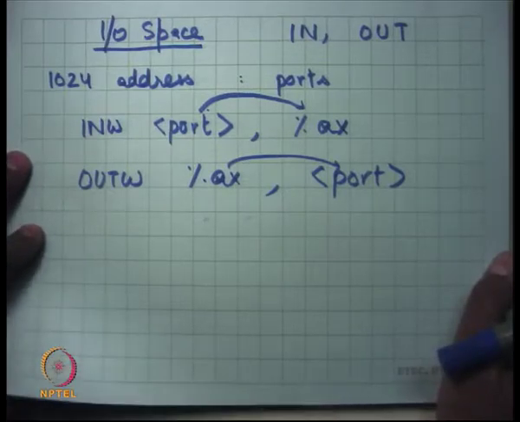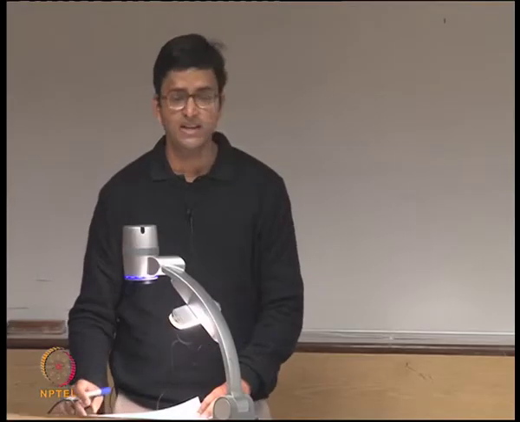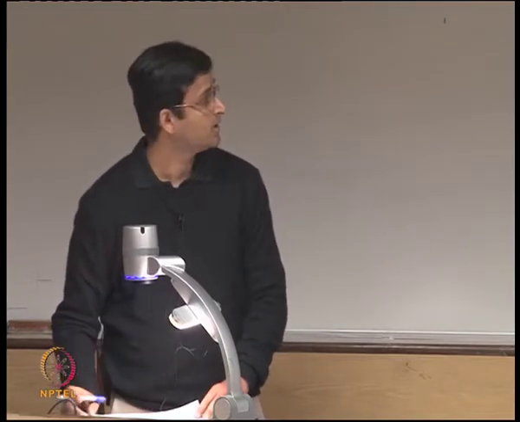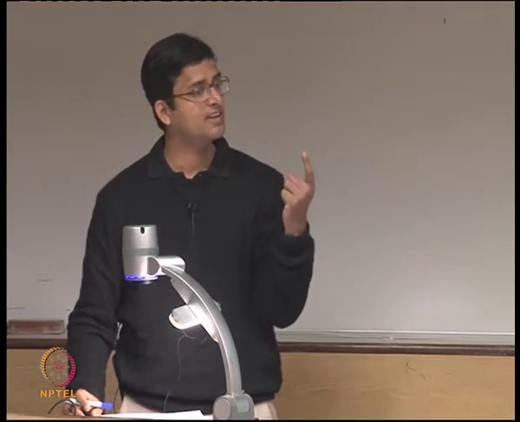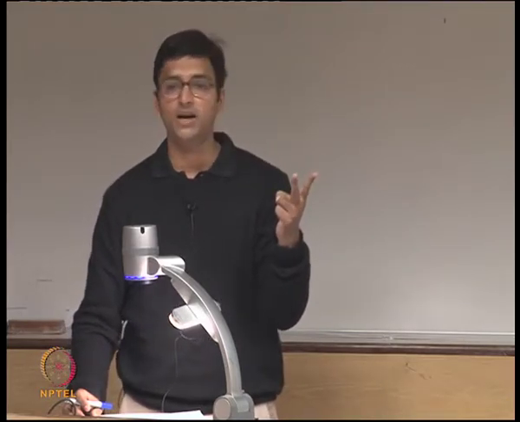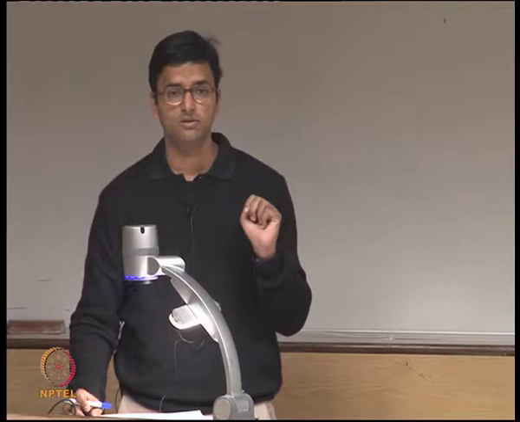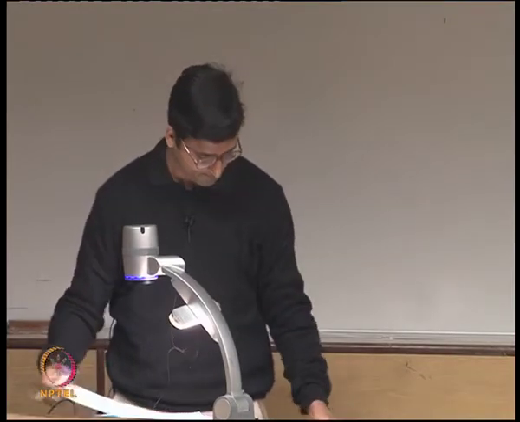Okay, so this is a way to access devices, and let's look at a real example of how something like this works. So we have seen 2 ways of accessing devices. One is using the physical address space of memory, and the second is using the IO space, which we also call ports.